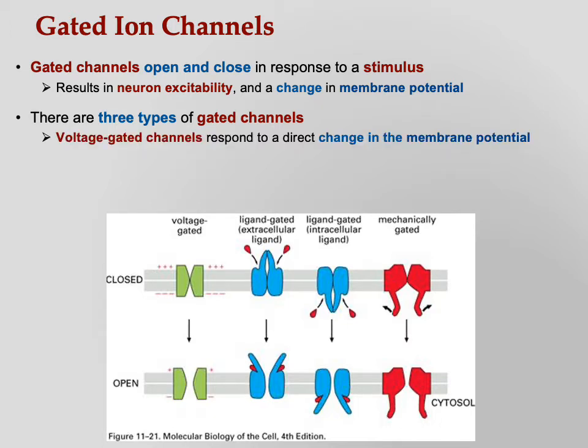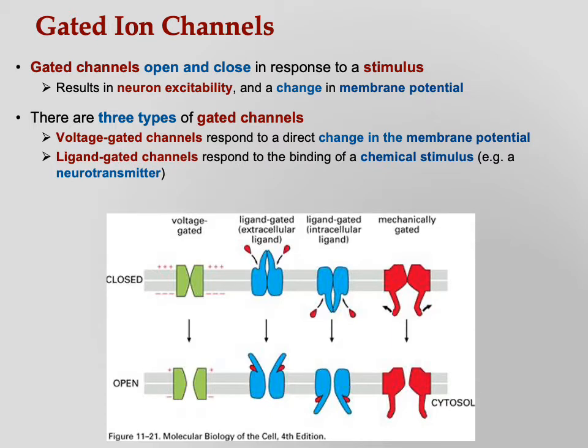Voltage-gated channels respond to a direct change in the membrane potential. So what that means is that they are opened by a change in voltage. So look on the left side of the illustration. See the green channel there? When the electricity changes, the channel opens. Now we've seen voltage-gated channels before. The calcium release channels in the terminal cisterns of the sarcoplasmic reticulum. Remember, they were opened by the muscle action potential flowing down the T tubules. So it was electricity that opened those calcium release channels. They were voltage-gated channels. Ion channels that are opened by electricity.